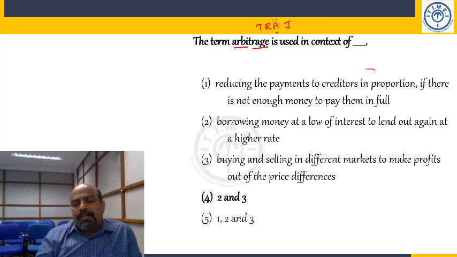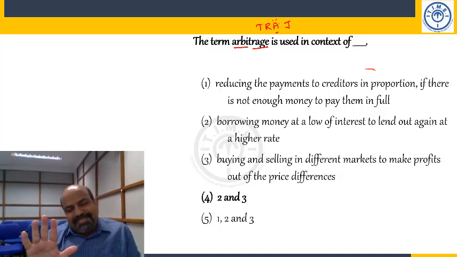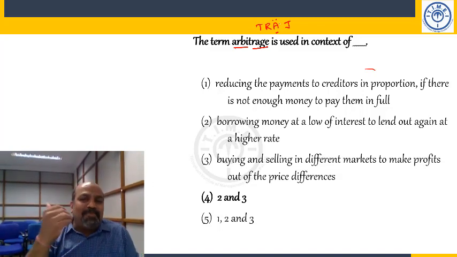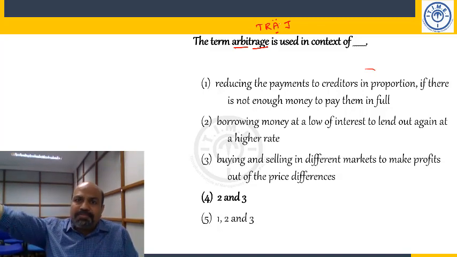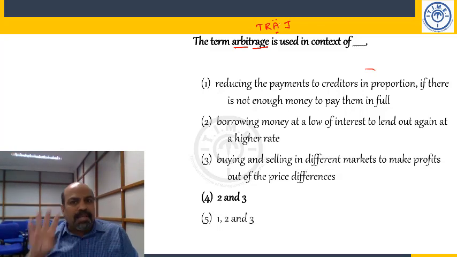Yes. Let's say I borrow money from you. Let's say you and I are friends. You lend to me at 6% interest. I borrow from you 1 lakh rupees. I'll pay you 6% interest, and I'll lend to someone else at 10%. I'll make 4%. That's number 2. It's a very normal thing.